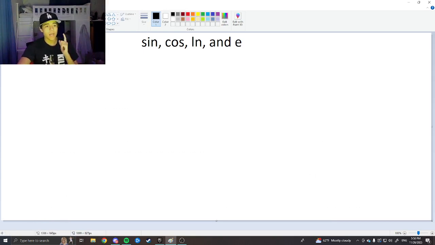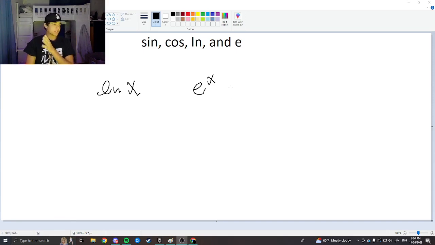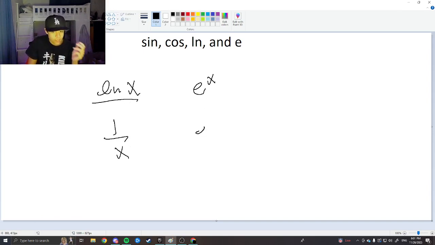Now we're going to look at ln and e. If you have ln x and e to the x, and you're deriving them, what do you get? These are two more things you have to memorize, or I guess one. Ln x, if you derive it, you just get 1 over x. Anytime you see ln x and you're deriving it, it's 1 over x. E to the x, anytime you derive it, you get e to the x. It's crazy. E to the x doesn't change.